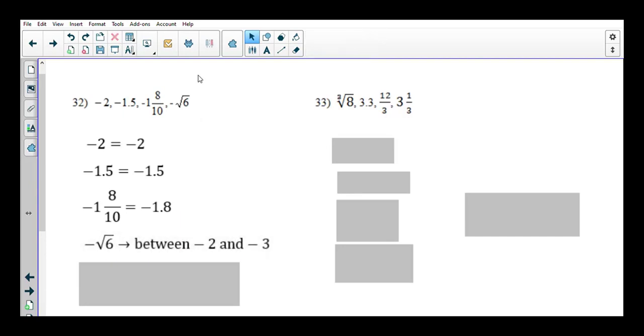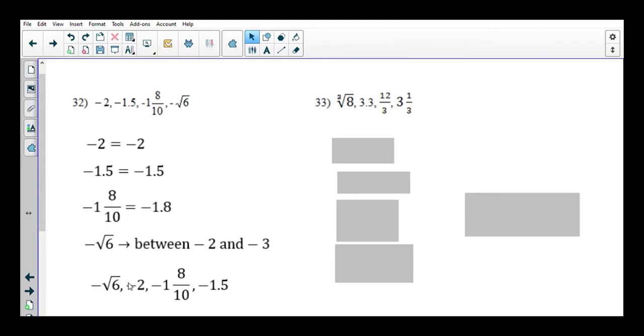Now, I don't know exactly what it is, but I know that while 6 is not a perfect square, it's between the perfect squares of 4 and 9, meaning the square root of 6 is between 2 and 3. So I know that this is going to be between -2 and -3. So when I go to put these in order from least to greatest, the negative square root of 6 is going to be the smallest since it's going to be beyond -2.